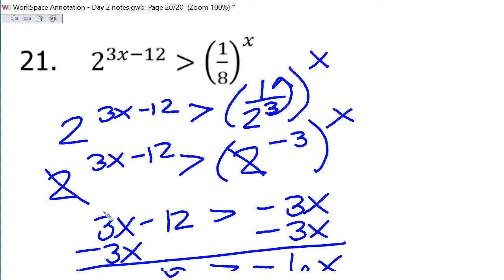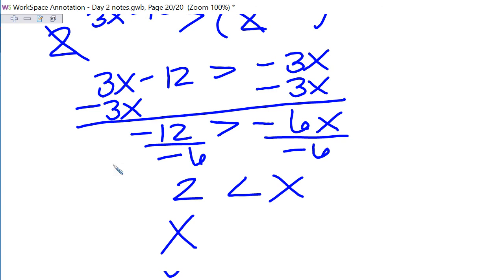What's negative 12 divided by negative 6? 2. Shall I leave my answer like that? No, what should be first? So if I switch these, what else switches? The less than switches to a greater than. So it's pointing to the 2. I need to make sure it still points to the 2. So make sure you flip the symbol one more time.